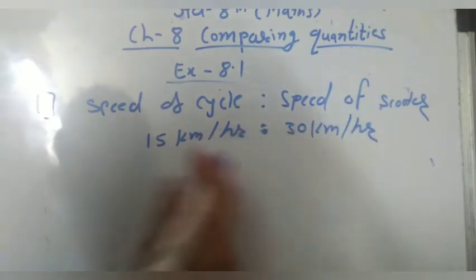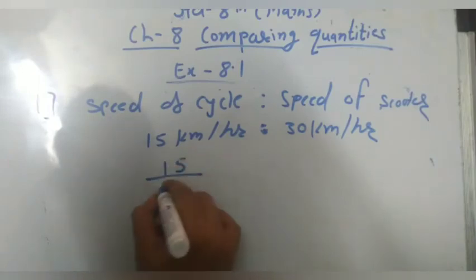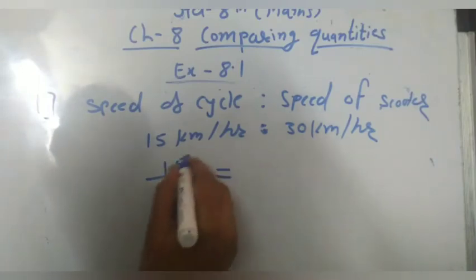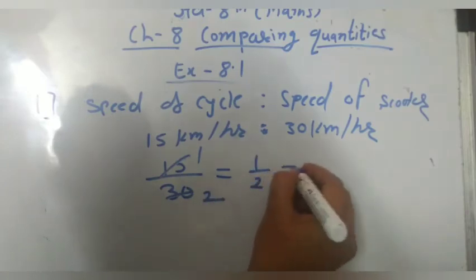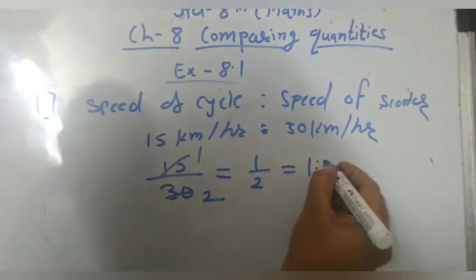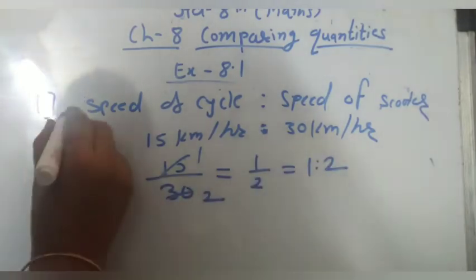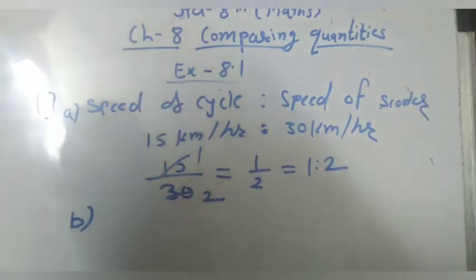So what is ratio? Ratio is fraction. So 15 upon 30 equals, 15 ones are 15, 15 twos are 30. So it will be 1 upon 2, which is equal to 1:2. This is A part. Now second is B part, what?